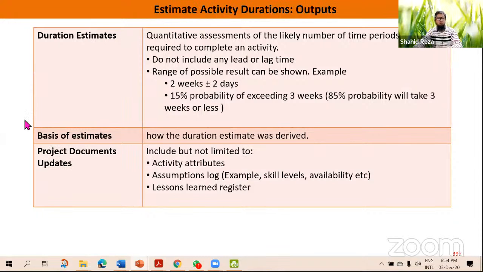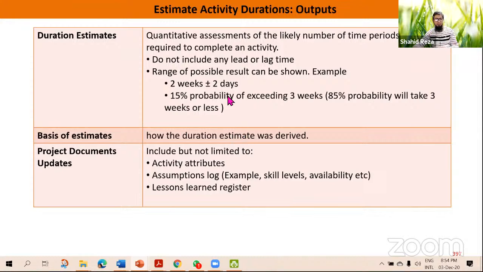Okay, so the output we are getting is duration estimates, and if you use range, then you can say something like plus minus 2 days. You can even say 15% probability. So you can use probability distribution also to calculate your estimation. That we will discuss in the next process, the develop schedule process, where we can use simulation techniques. There we will discuss how we can talk about probability using probability distribution.